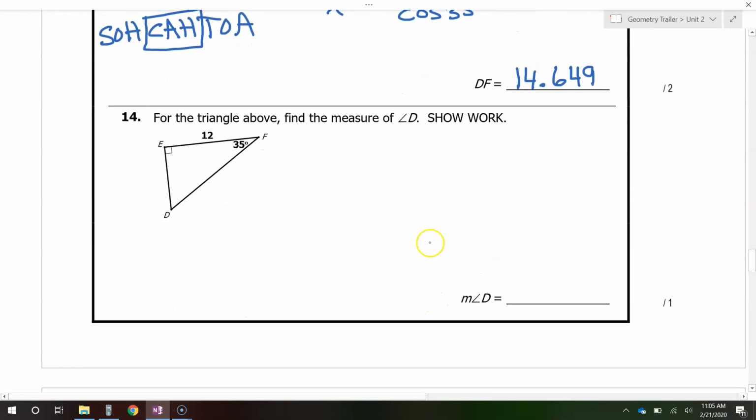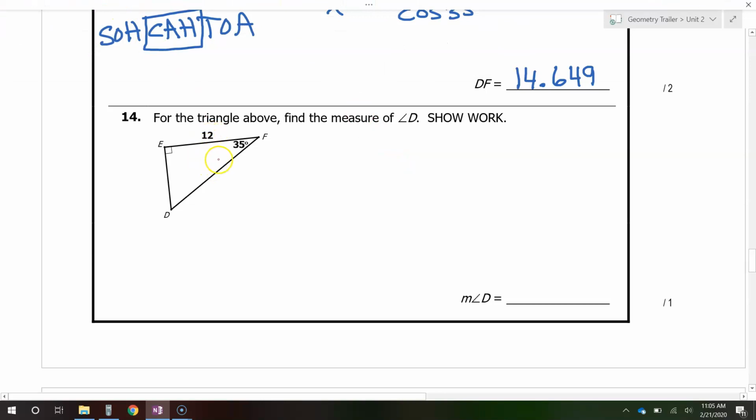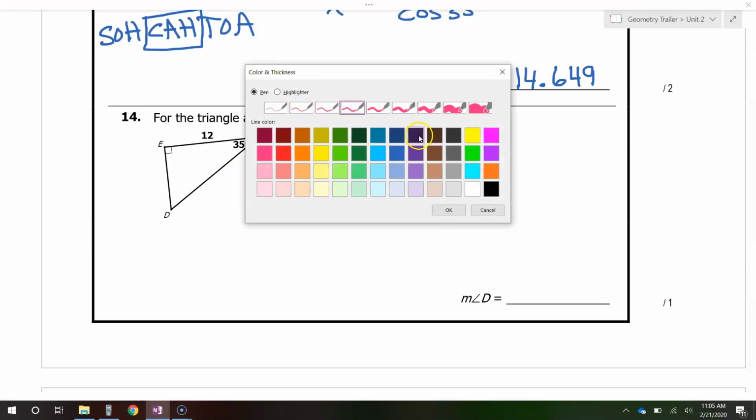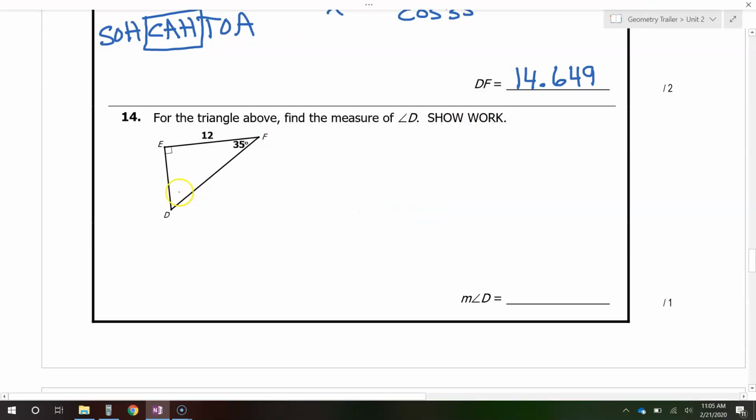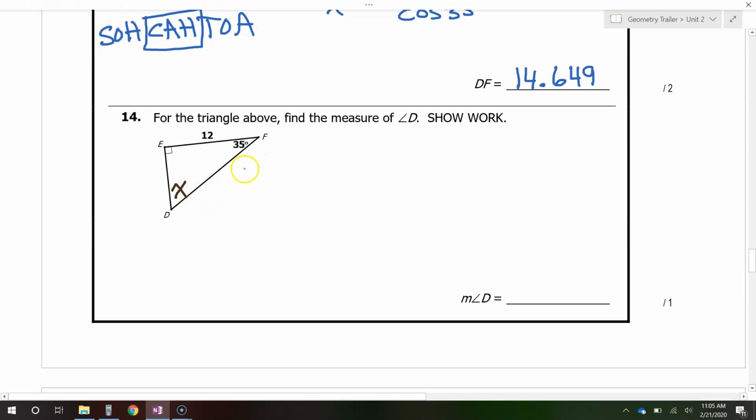All right, on to number 14. Okay, now we are supposed to find the measure of angle D. Interesting. So here's angle D, so I'm going to put an X right here. So the question is, do we need to do sine, cosine, or tangent? Absolutely not. I don't think we even have enough information to do that. We're given one angle, and we're being asked to find the other angle.